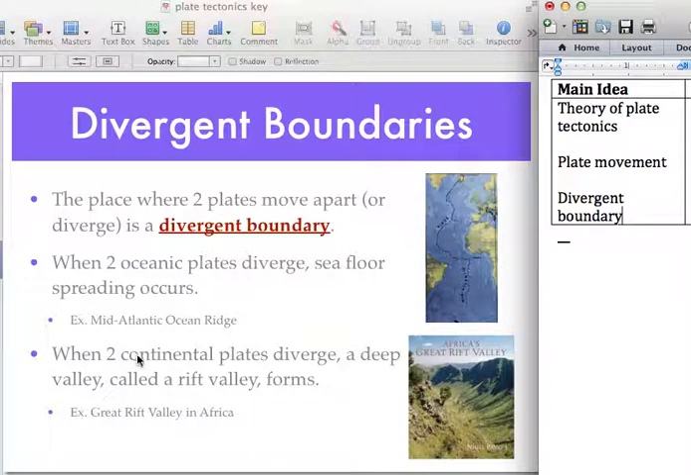If it's on land, you actually get a deep valley forming, and this is called a rift valley. In East Africa, there's a giant rift valley as the African plate is starting to split itself apart. And so as these sides of the valley move apart from each other, the valley floor falls down farther and farther. Eventually it will fall down so far that it will fill with water and become a new ocean. At that point you'd start to get seafloor spreading in the middle.